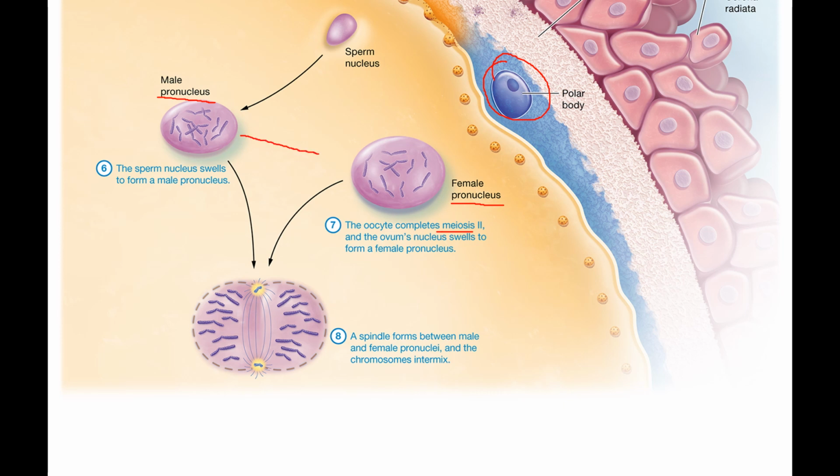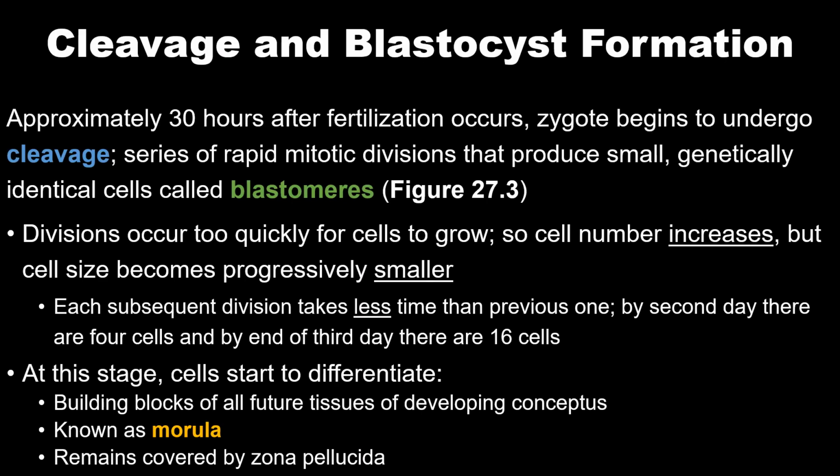Now, these two pronuclei join together and form what is essentially the new nucleus of the conceptus. And you see those spindle fibers form and allow these two pronuclei to come together, and the chromosomes will now intermingle. Now, the secondary oocyte has been fertilized, and the chromosomes from the male and female pronuclei are mixed in a process called amphimixis. And so now what we have is this diploid zygote.